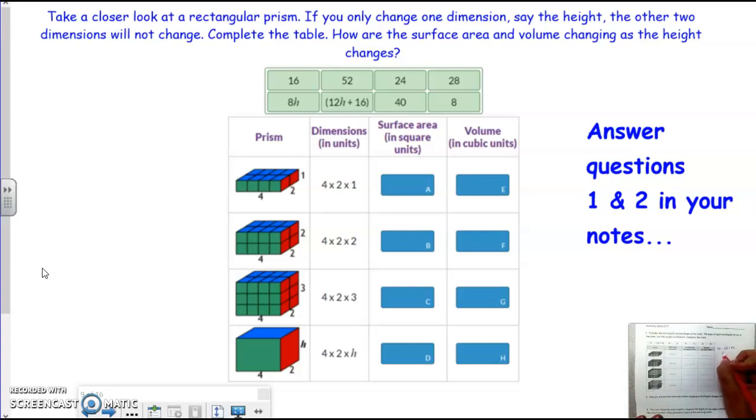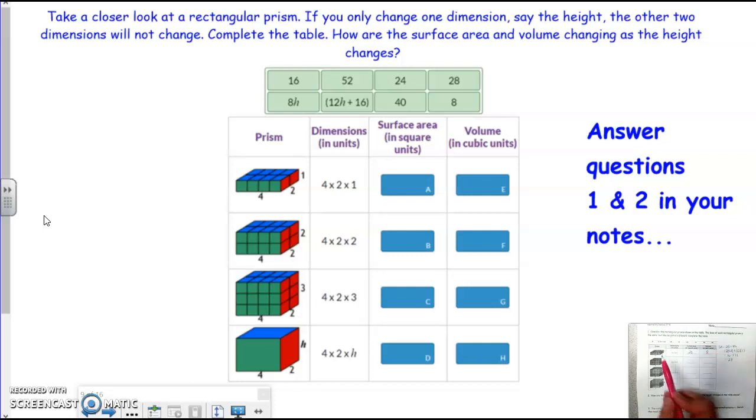For the first one, your base is, we'll say, the bottom one. So this is going to be 2 times the area of your base, which is 4 times 2, plus the perimeter of your base, which is 4 plus 2 plus 4 plus 2. That's going to give you 12. And then your height is 1. So that's 8 times 2, which is 16, plus 12, which equals 28. So the surface area of this prism is 28 square units. The volume is just length times width times height, so 4 times 2 times 1, which is 8 cubic units.